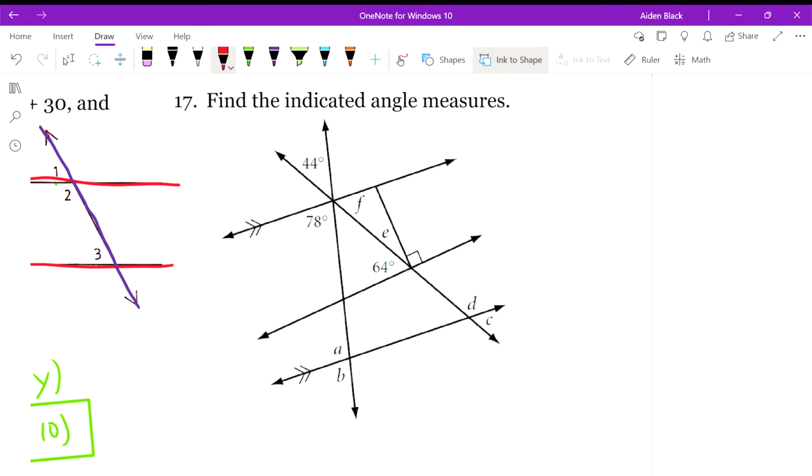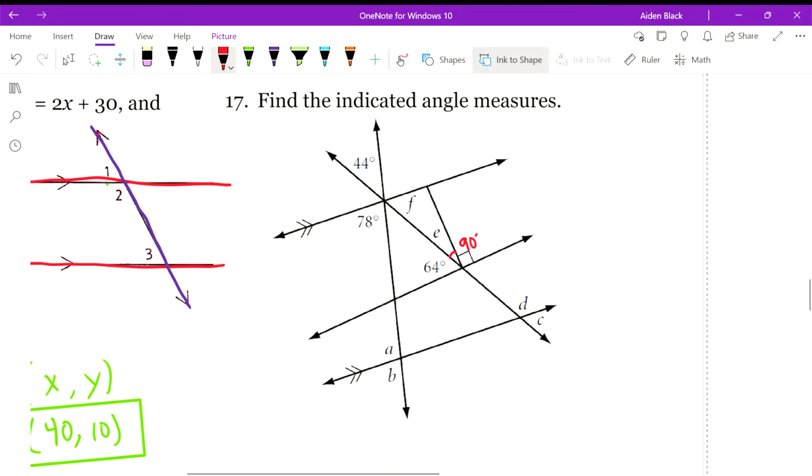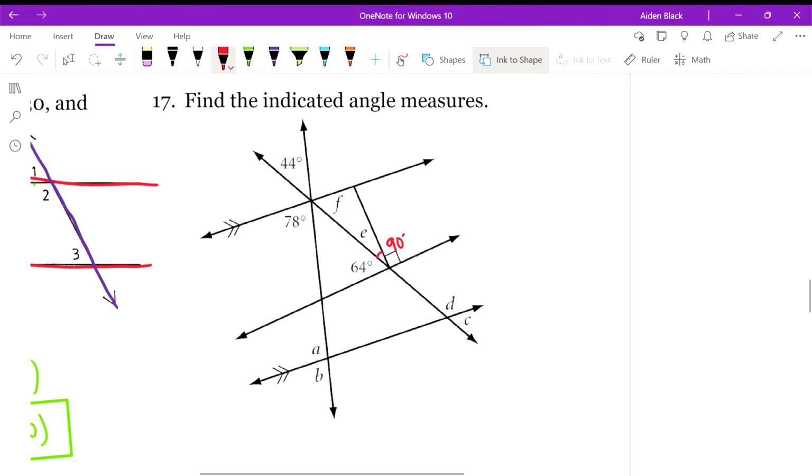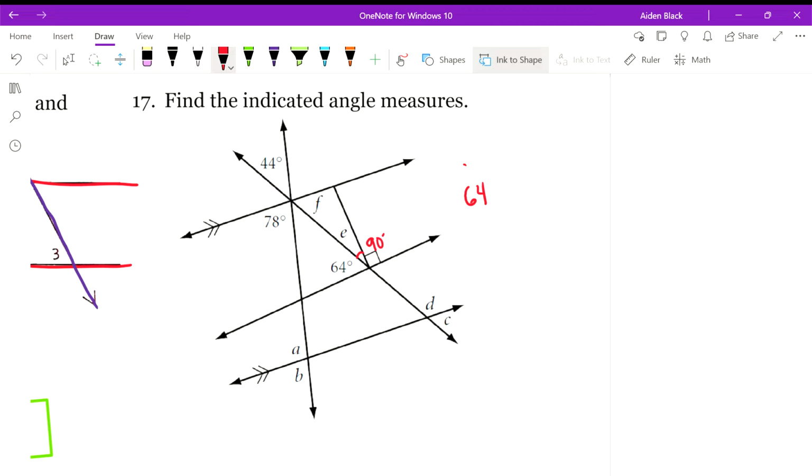Let's take a look at number 17 on the Unit 3 review. We need to find all these different angles. I'm going to start out here, noting this is 90 degrees. And from there, I'm going to say, well, angle E must be part of this 180 degree angle. So 64 plus 90 is 154, so angle E must be the supplement to that, which would be 26. So E is equal to 26 degrees.